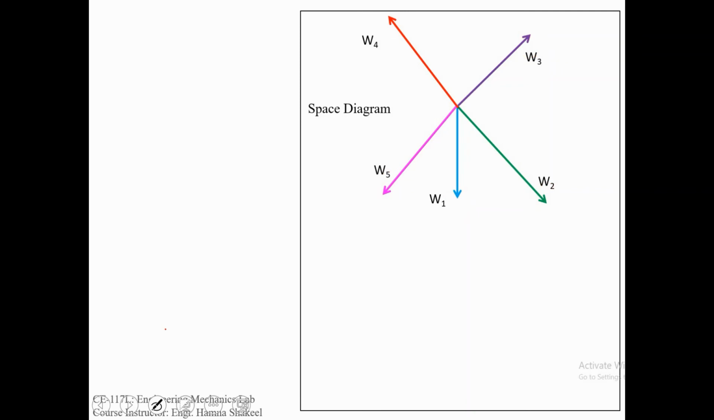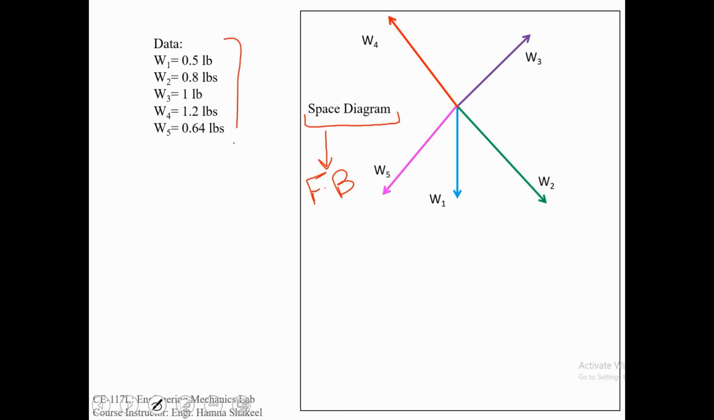Okay. Keep in mind that this is a space diagram. It is only representing the correct line of action. It is not correctly representing the magnitude of these weights. So you have to convert this space diagram into a force diagram, which will be representing both the magnitude and the direction of these weights.